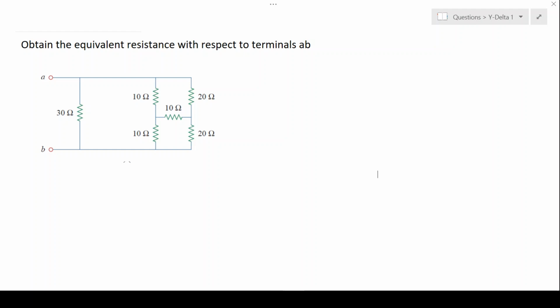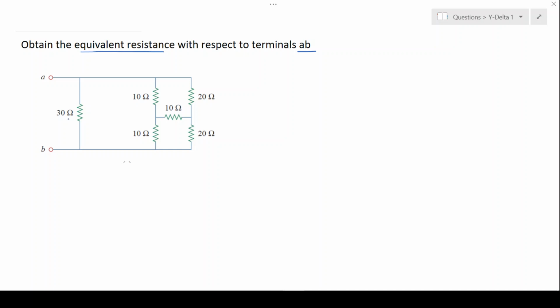Hello everyone, and welcome to this example recording on equivalent circuits, specifically focusing on Y-delta transformations. So in this example, the question reads, determine the equivalent resistance with respect to terminals AB.